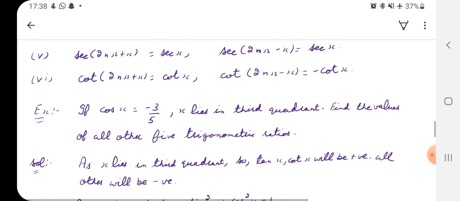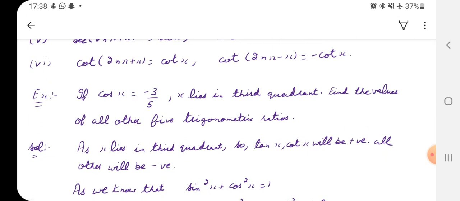Now some questions based on these concepts. If cos x is equal to -3 by 5 and x lies in the third quadrant, find the values of all other 5 trigonometric ratios. Cos x is negative. Cos is negative in two quadrants: first the third quadrant and then the second quadrant. In both the second and third quadrant cos is negative, but they have given that x lies in the third quadrant, so cos will be negative, that will be obvious.